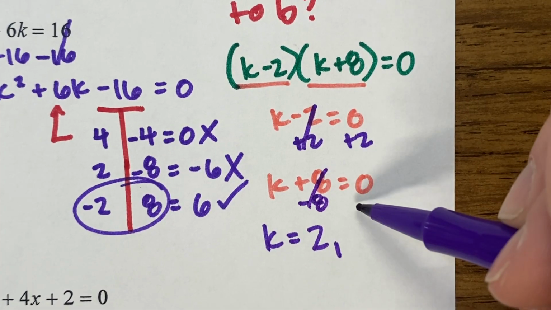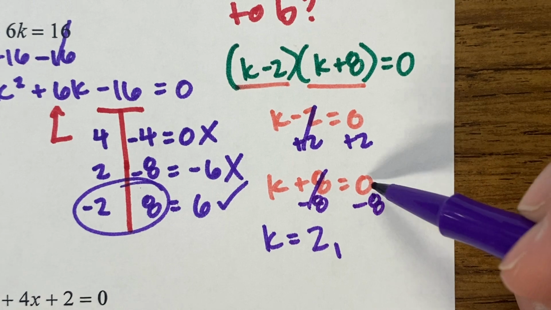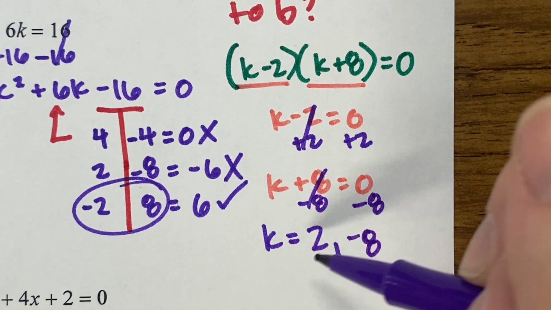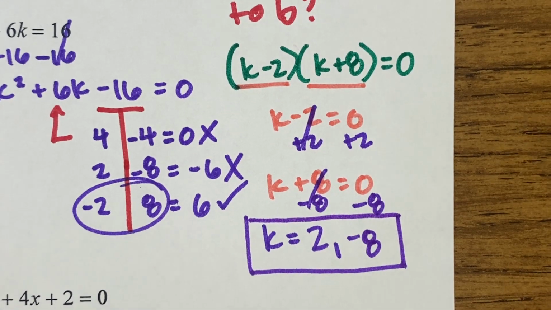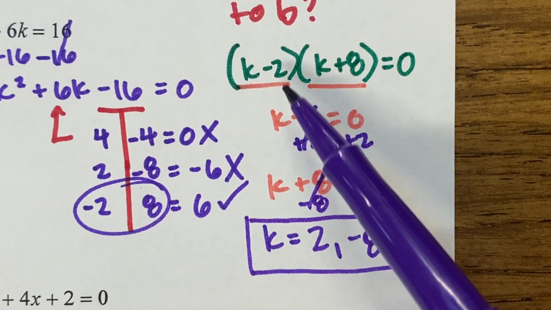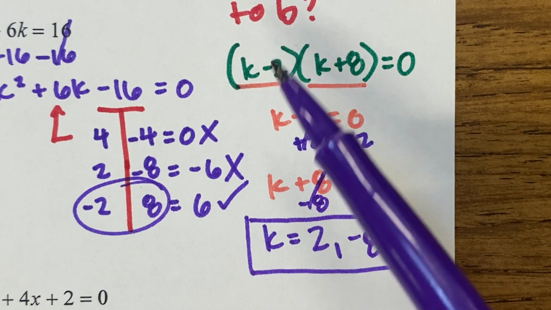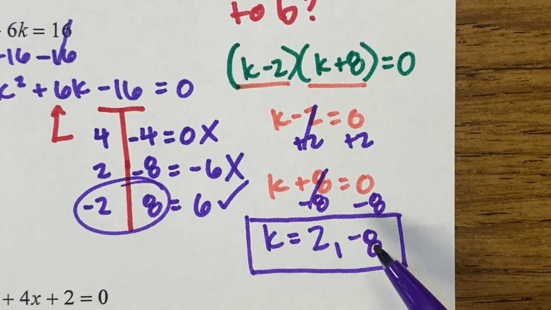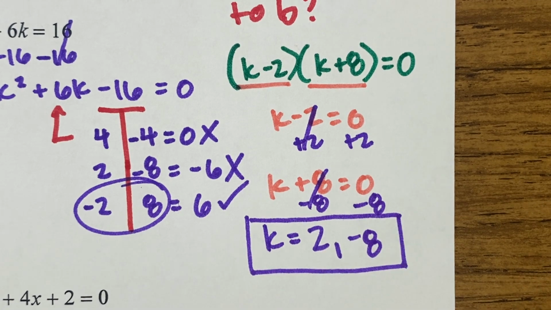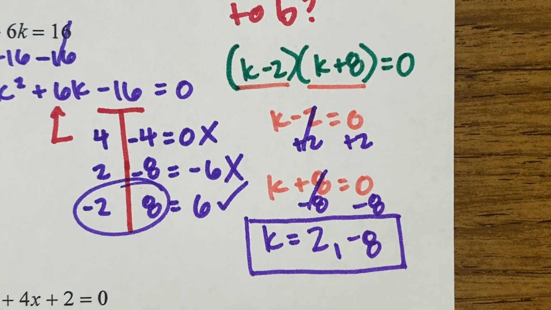Second answer, opposite of positive 8, negative 8. 0 minus 8 is negative 8. And there are my two answers. Again, just the opposites of what we found as our factors. I found my factors to be negative 2 and positive 8, which means my answers are positive 2, negative 8. Just change the signs.